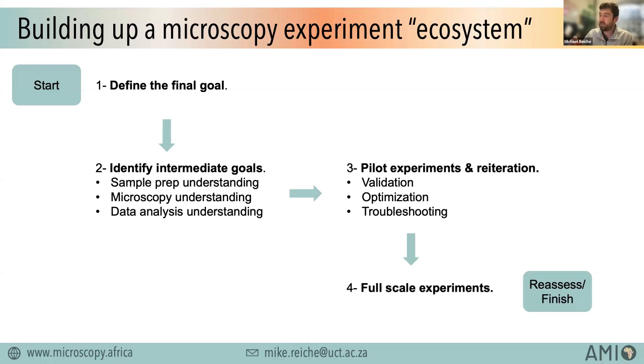But ultimately, I want you to understand that this is iterative. It is cyclical. As soon as you get to a point where you think you're finished, you can reassess your experiment and see, okay, what if I change this? Would I be able to get different information? So you can slowly build an ecosystem by understanding your pipeline and developing it over time.